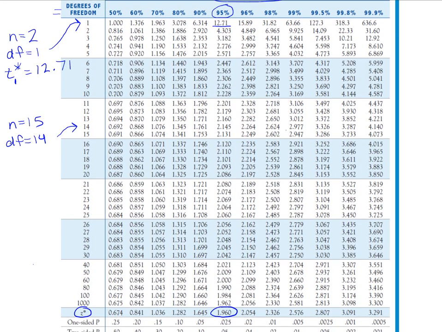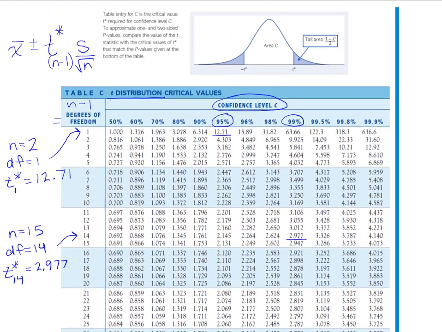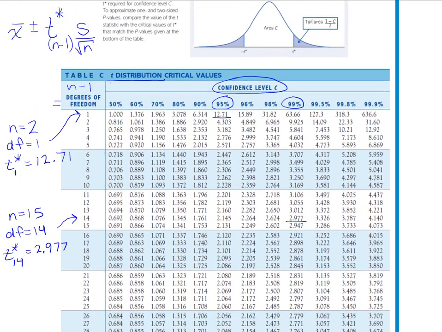And let's say we were looking for a 99% confidence interval. That would correspond to that column with 14 degrees of freedom. So our critical value t star on 14 degrees of freedom would equal 2.977. And that's what we would use when constructing our confidence interval. So to obtain our critical values t star, we use the table C, and this is how we find them.